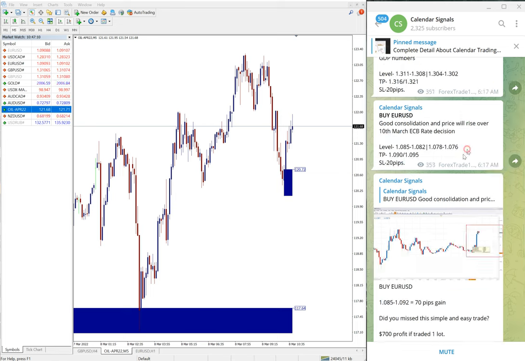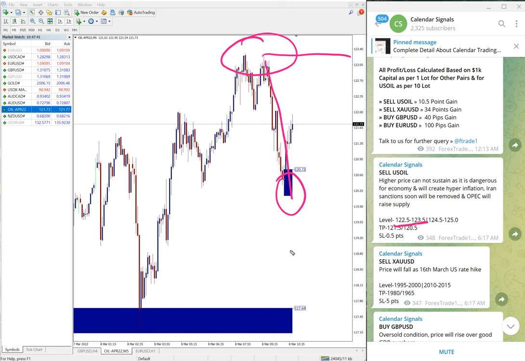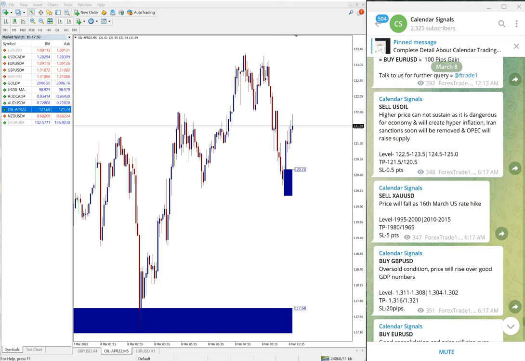If you see the signal given message, it will be clearer. Here you see the target we have given that already reached, and our stop loss is always small, 0.5 point only, but it precisely performed from our level. You can see here the level 123.5, so that is our entry range. You can see here precise entry level all the way till here, that's what made more than 3 points gain, actually 3.1 to 3.2 points gain. So good performance on US oil.